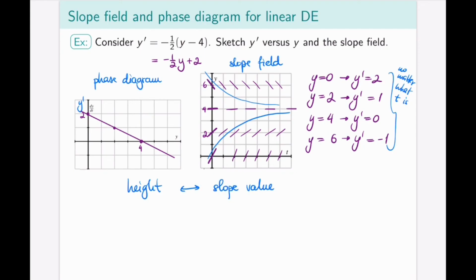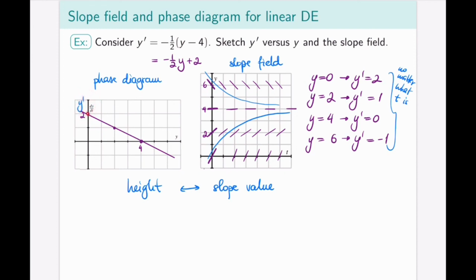And this seems like an easy connection, but sometimes it can be really difficult to wrap your head around. For the phase diagram, we're also going to think of what it means to be positive and what it means to be negative. Recall that the y-axis, the vertical axis here, is actually your y prime.